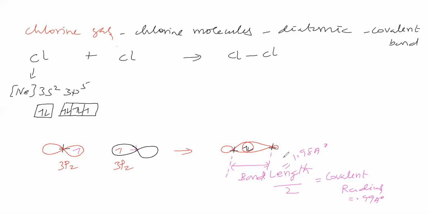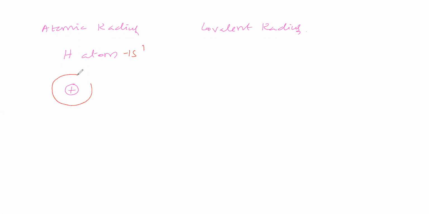Now we will compare atomic radius and covalent radius. These two values we will compare. Now we will take the hydrogen atom. For the hydrogen atom, we consider the nucleus, and the hydrogen atom has 1s1 electronic configuration. S is called spherical shape and symmetric. That 1s1 electronic configuration is for one hydrogen atom.